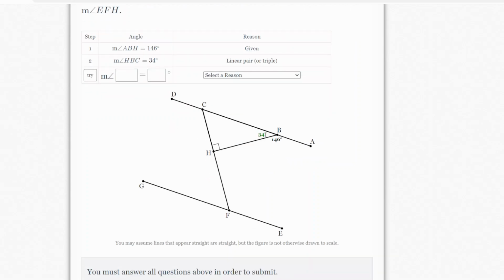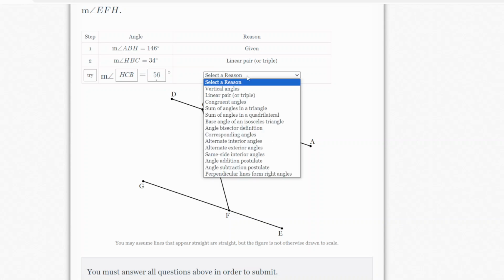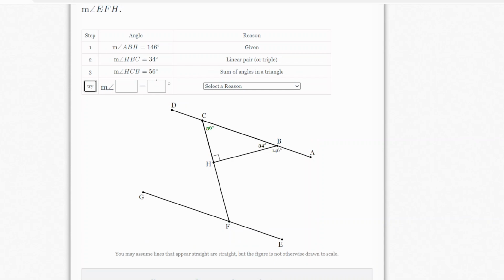Okay, so what that allows me to know is that here is a triangle with a right angle. I know triangles have 180 degrees, so 180 minus 90 is 90, and 90 minus the 34 would make this angle right here 56. I would have to call it either angle HCB or BCH. And the reason I know that is because the 3 angles inside a triangle add up to make 180. So the sum of the angles in a triangle is always 180.